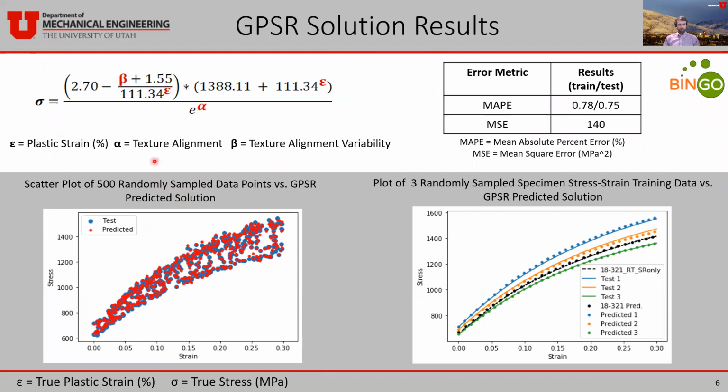The first parameter alpha, corresponding to texture alignment, is from the eigenvectors of the texture tensor and describes how well the material texture aligns with the direction of tension. The parameter beta describes the variability of the alignment with respect to the direction of tension and was calculated from the cosine similarity parameter.